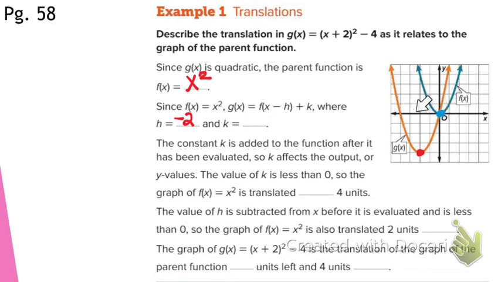What else did it do? Down 4. And what would that be? That's your K value. So when you're comparing these two graphs, there are 2 changes. Now it says that whenever K is negative, what is that going to make it do? Did it make it go up or down? Down. So it went down 4 units.